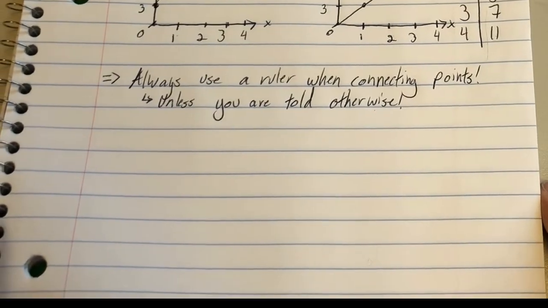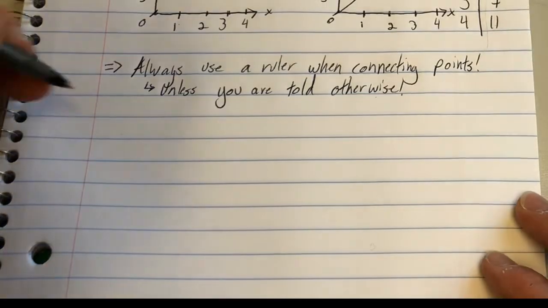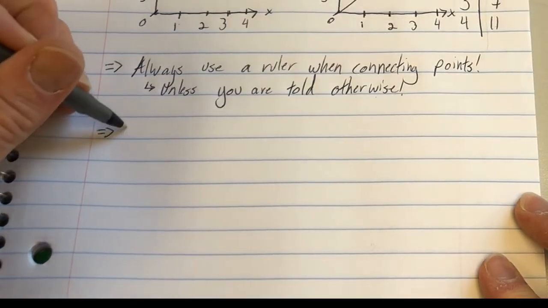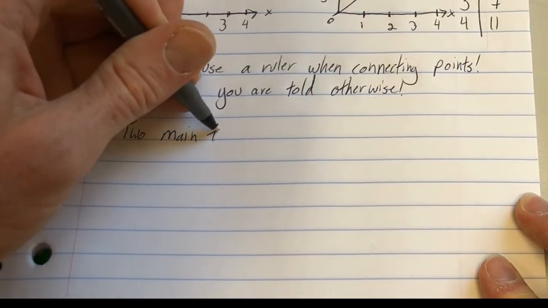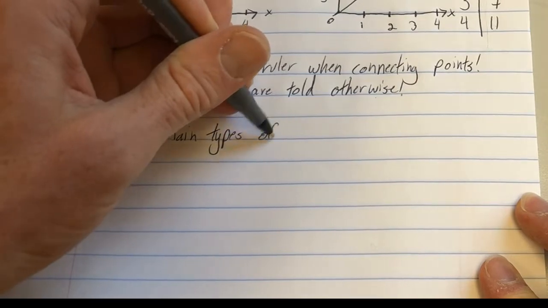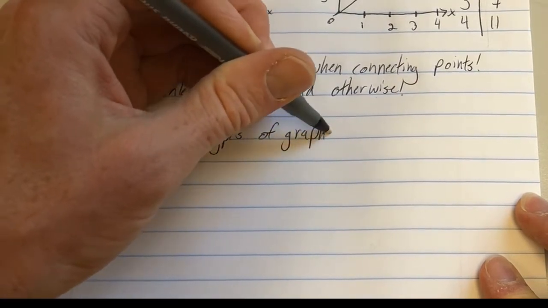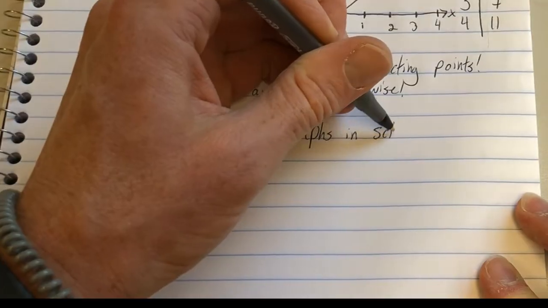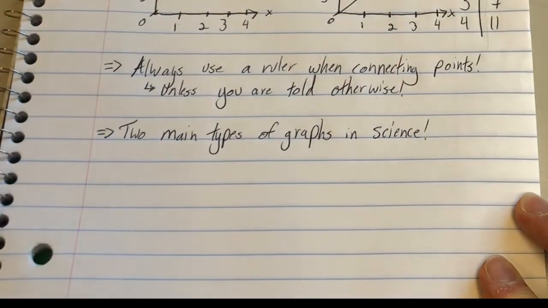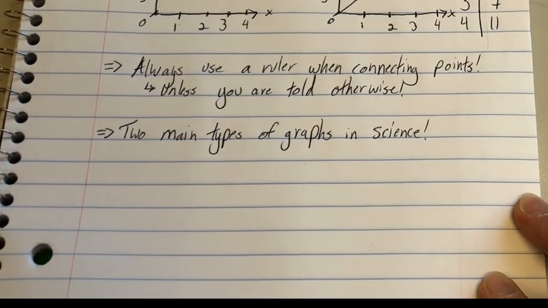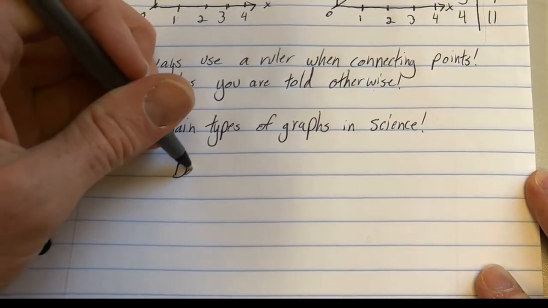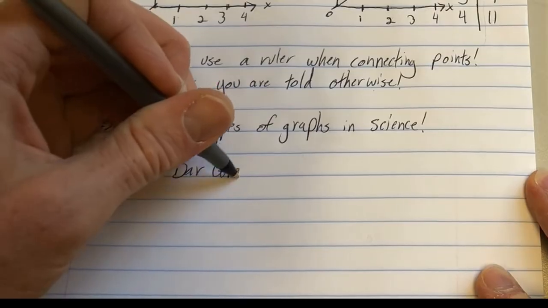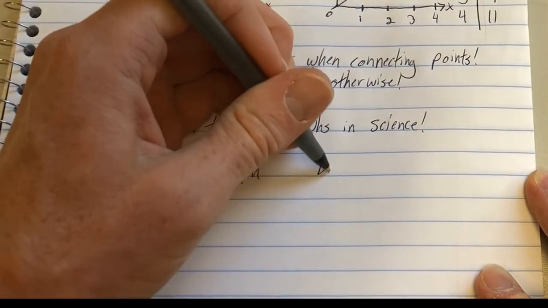Now, the last thing I want to go over today when it comes to graphing basics is that there are two main types of graphs, at least in science. So let's go over what the difference is between the two and when you should be using them. So the two main types are going to be a bar graph and a line graph.